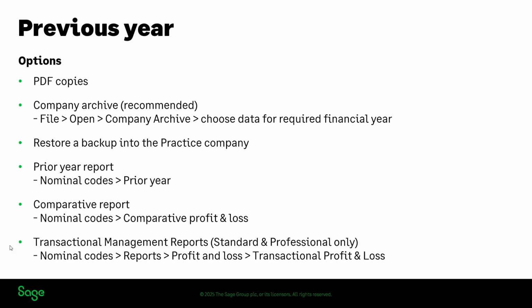Now, within your software, without doing anything, you've got a number of reports that you can run for a prior year. You've got the prior year report itself, which is available from the nominal codes toolbar. You've got the comparative report, again available from the nominal codes toolbar, and then you've got that transactional management report. So the transactional profit and loss, for instance, we can run that for whatever period we want. But there is a little thing you need to remember on that one, and we'll show you that when we get to it.